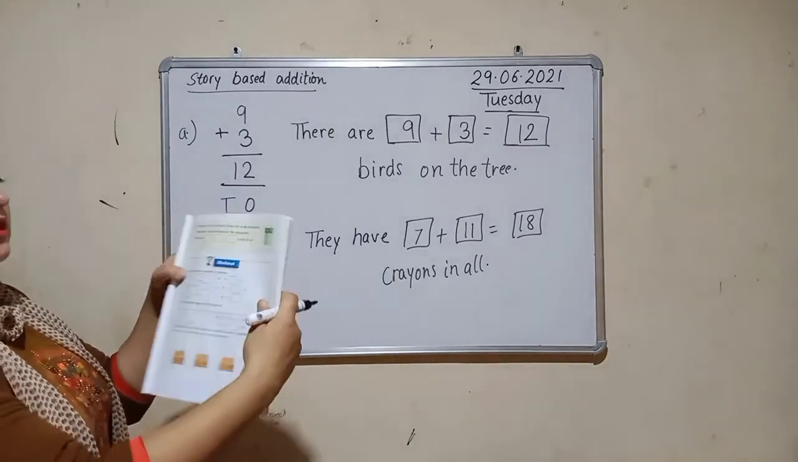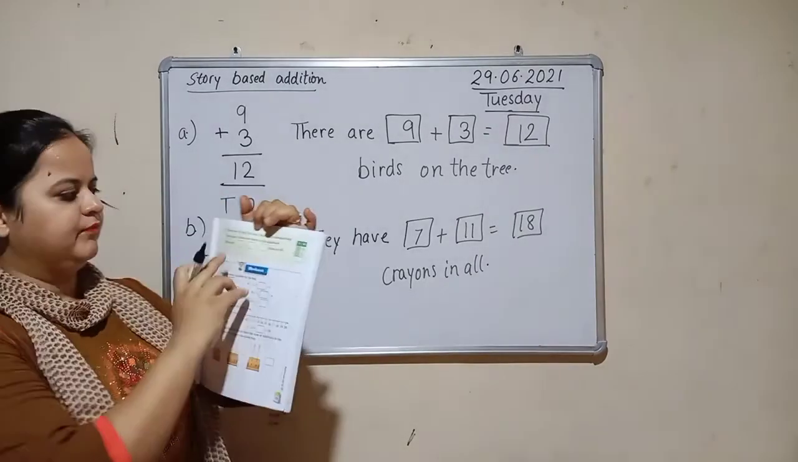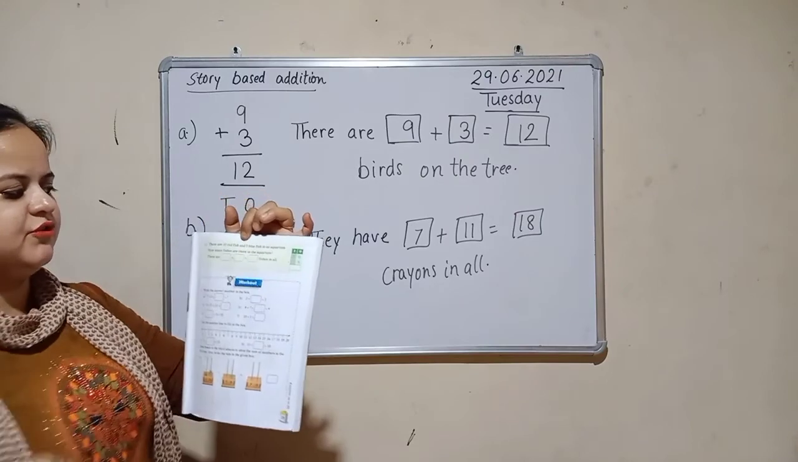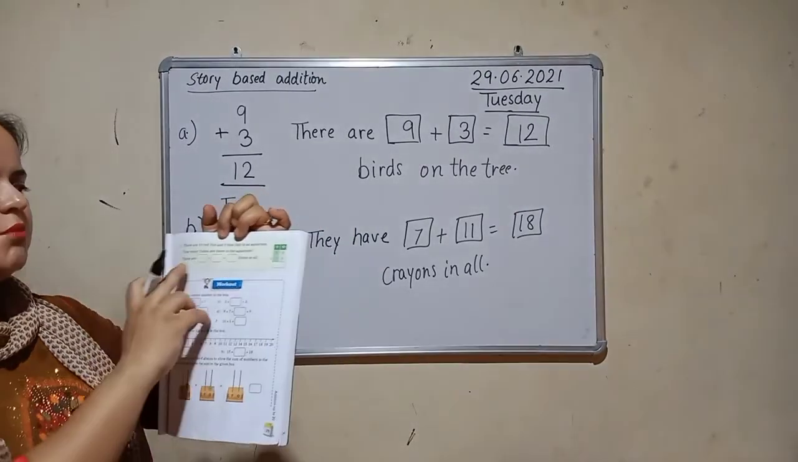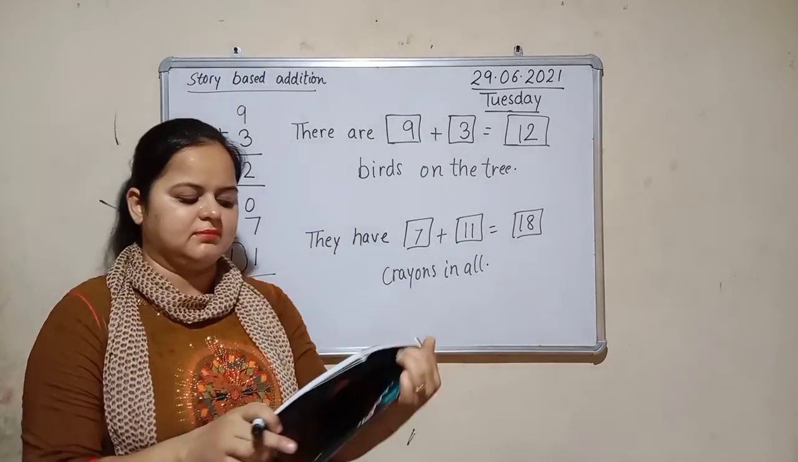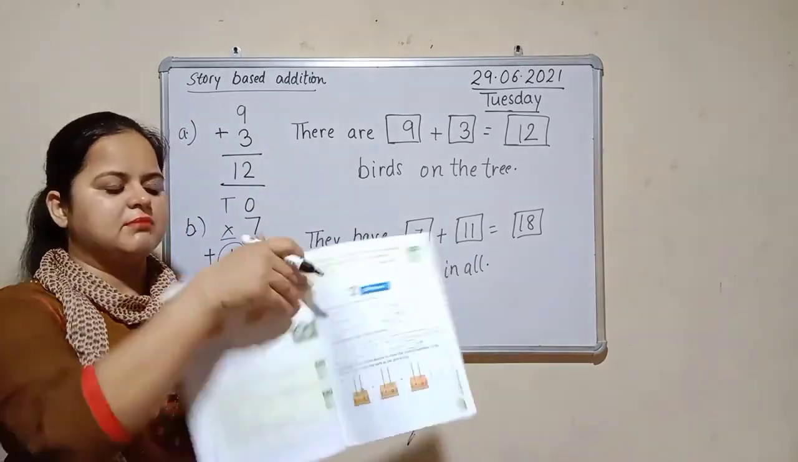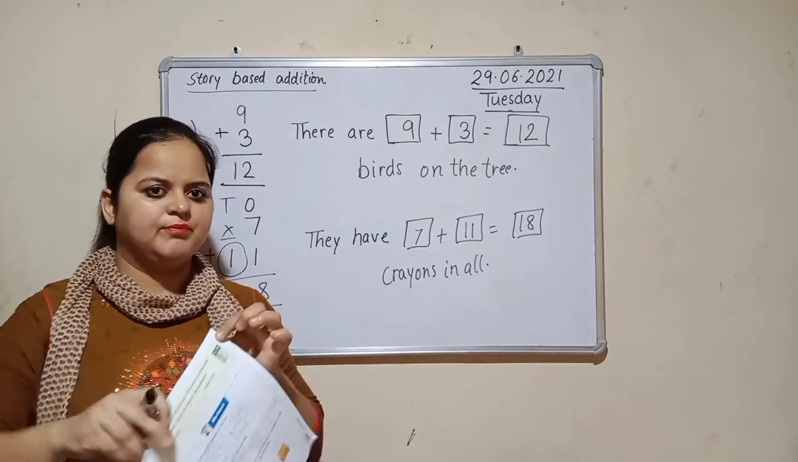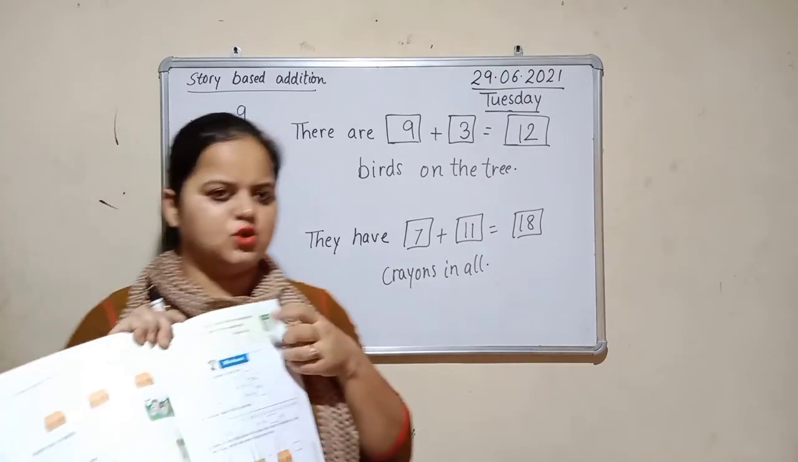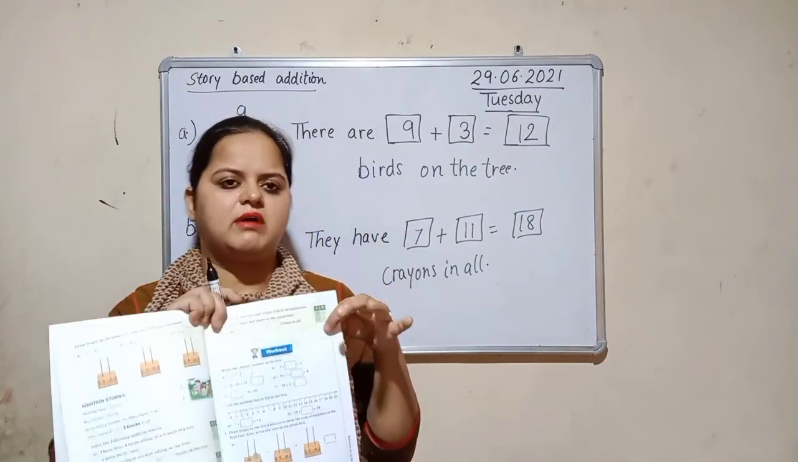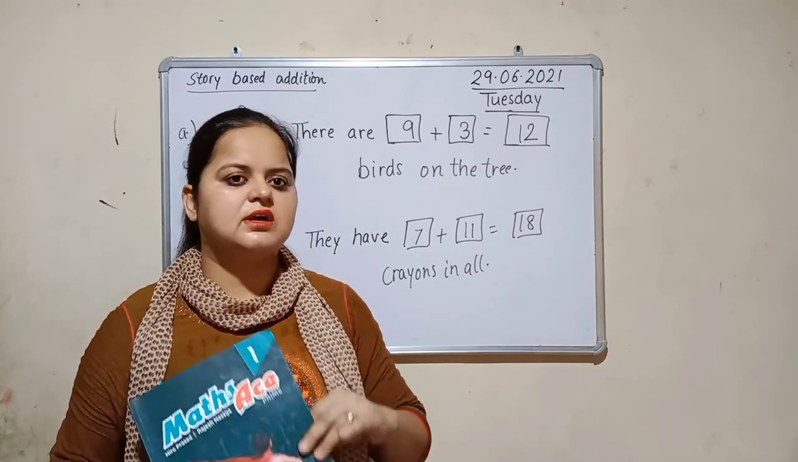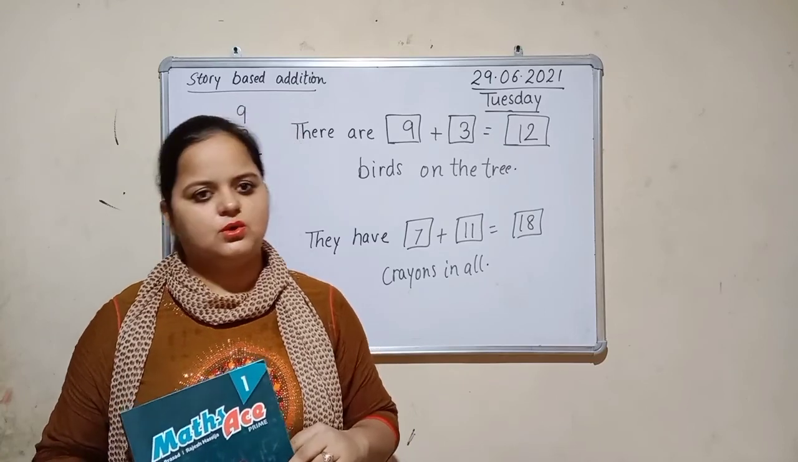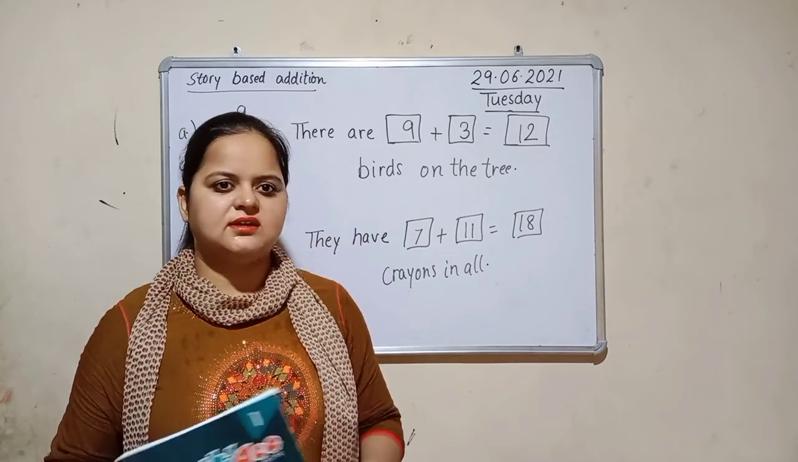See, here is the third sum in your book. There are 10 red fish and 5 blue fish in an aquarium. How many fishes are there in the aquarium? This sum you have to do on your own. Okay. This is your homework. Only this one sum you have to do. And after then send the pictures of your classwork and homework to me. Okay. Bye-bye. Take care.